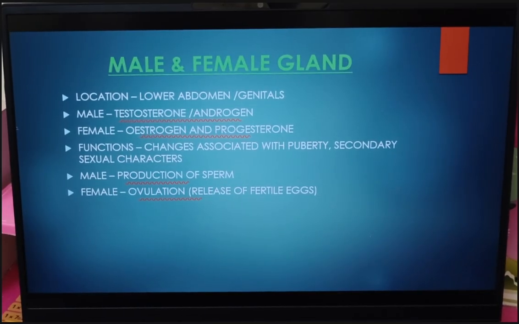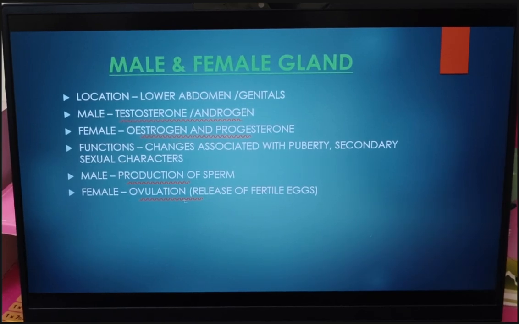So the hormone produced by the male is testosterone, and the hormones produced by the female are estrogen and progesterone. The main function of the male hormone is production of sperm, and in the female it is ovulation, that is, release of fertile eggs.